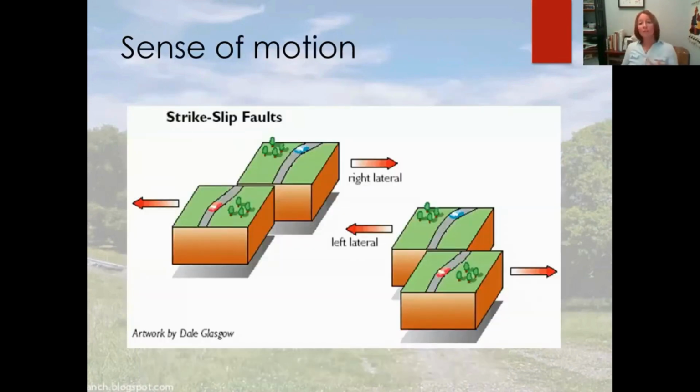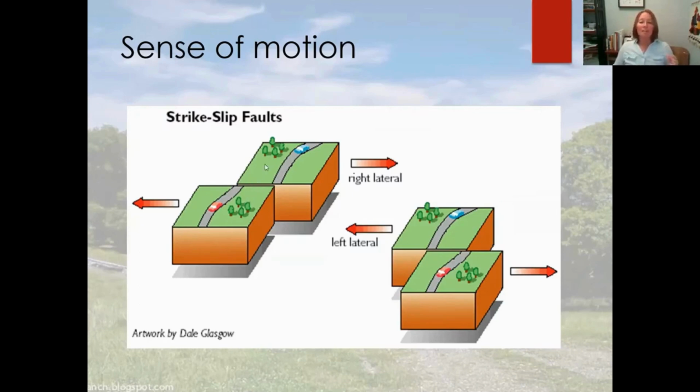All right, one of the other things we talk about with regards to transform boundaries is the so-called sense of motion. Depending upon whether a mid-ocean ridge is offset one direction or the other direction, those two things are the same, but they're different. We can refer to, or it implies, a different direction of stress application.